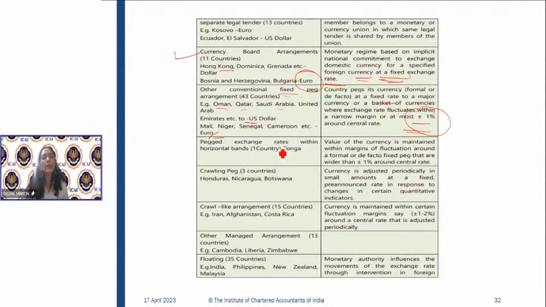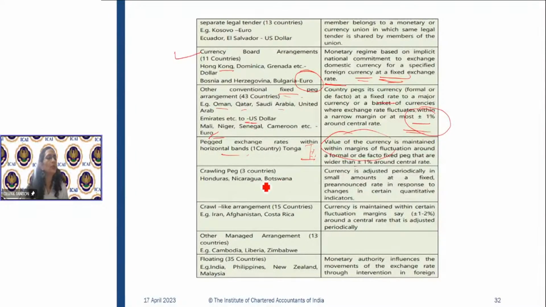Okay, then pegged exchange rate within horizontal band. Horizontal band only by one country, that is stronger. What they have done within the margin of fluctuations around a fixed exchange rate that is wider than plus minus 1. So they fix a range which is more than 1 plus minus 1. So this is how they go for value of the currency. So here they go for deciding the value of the currency with respect to 1% over and above.